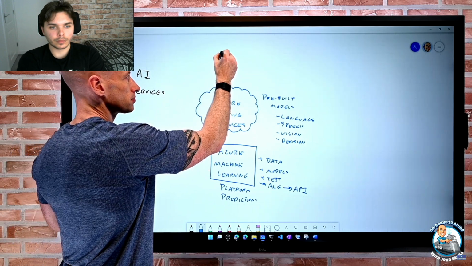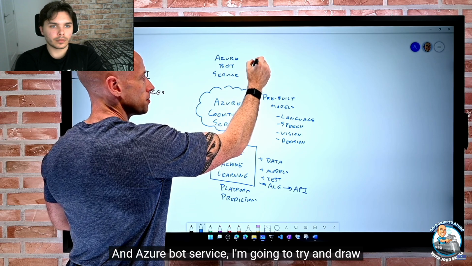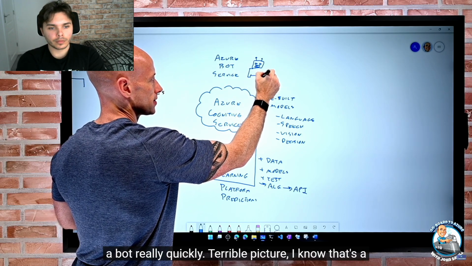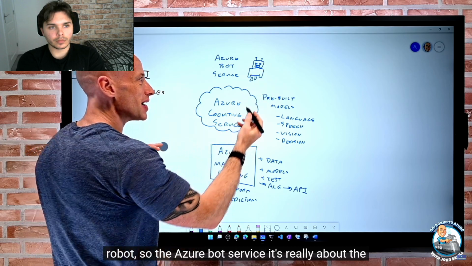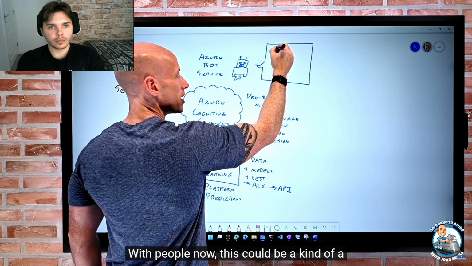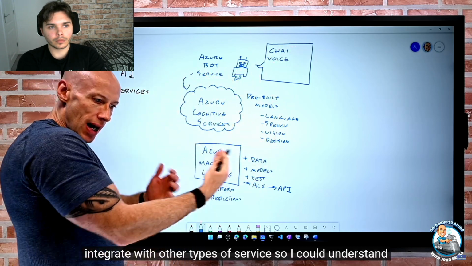Then we have the idea of Azure Bot Service. An Azure Bot Service, I'm going to try and draw a bot really quickly. Terrible picture, I know. Yeah, that's a robot. So the Azure Bot Service is really about the idea of interacting with people. Now, this could be a kind of a chat bot. It could be voice, because remember, I can integrate with other types of service so I can understand natural language.